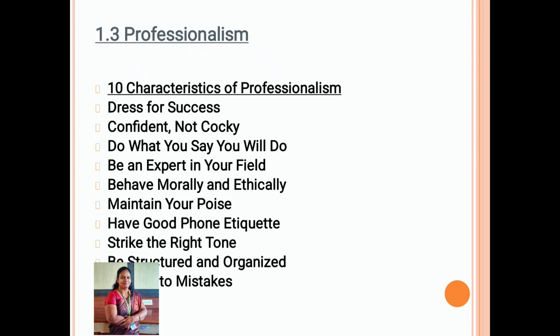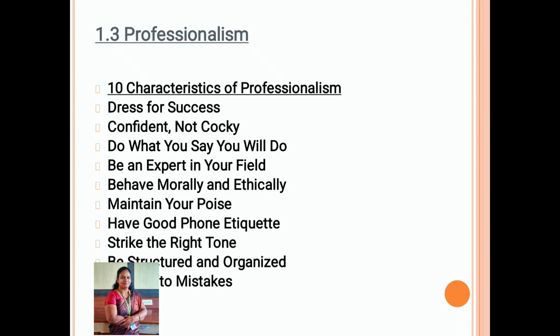Be structured and organized. A professional can easily and quickly find what is needed. Your work area should be neat and organized, and your briefcase should contain only what is needed for your appointments or presentations. Own up to mistakes.